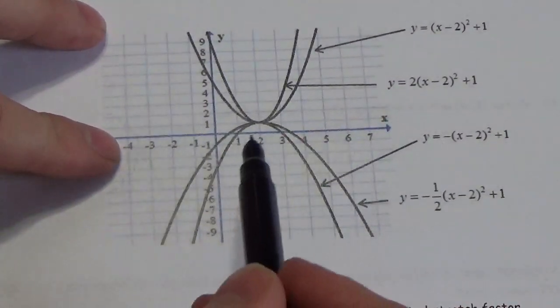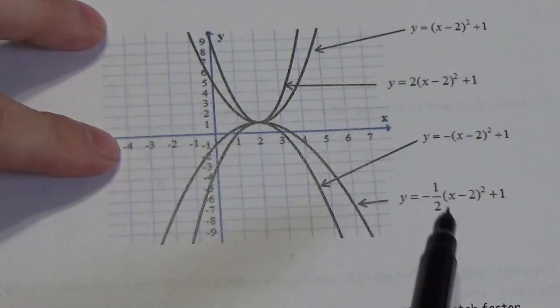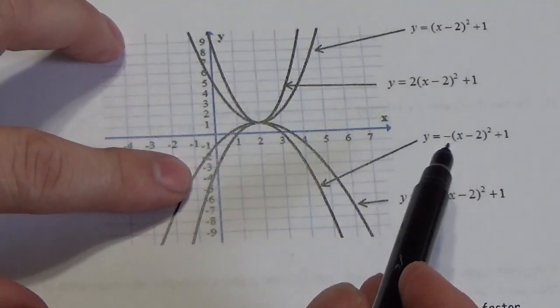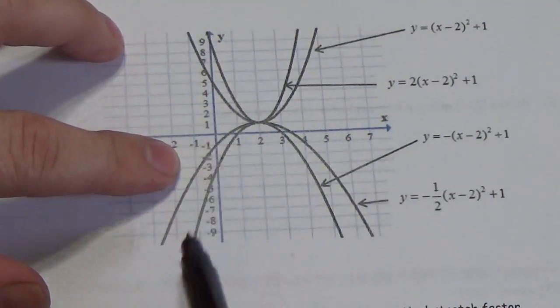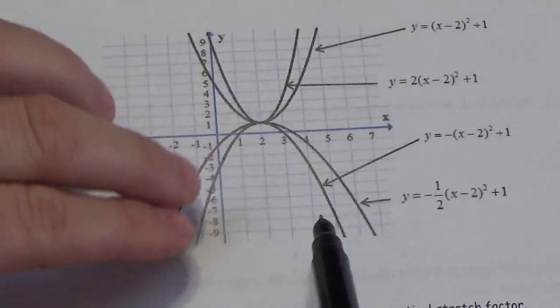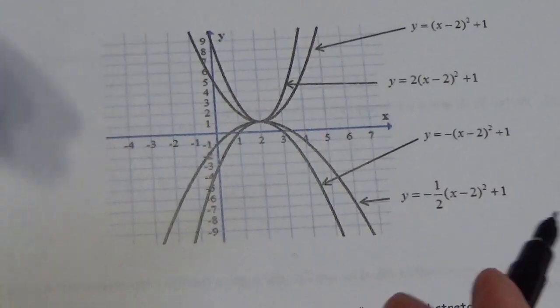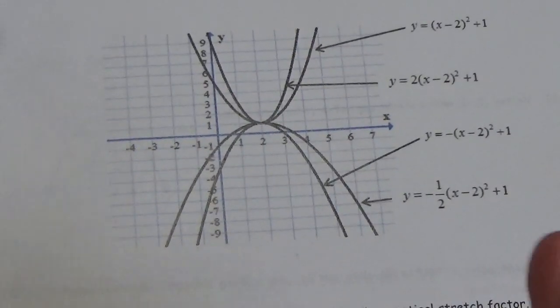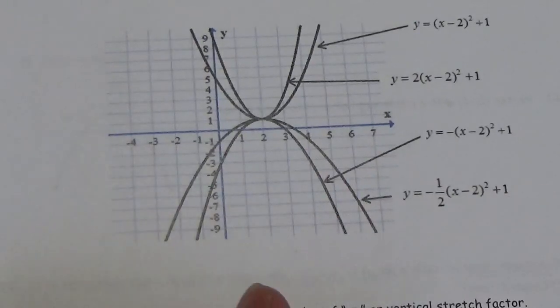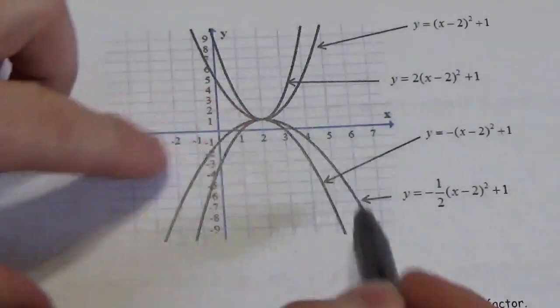When you put a negative in there, it's going to open down. That's the negative 1, so y equals negative (x minus 2) squared plus 1, and it goes like this. And when you plug a 1/2 in here, notice that it gets wider. Technically, it actually got shorter, but I would let your teacher explain that to you. It's not that big of a deal, just as long as you understand the difference here.